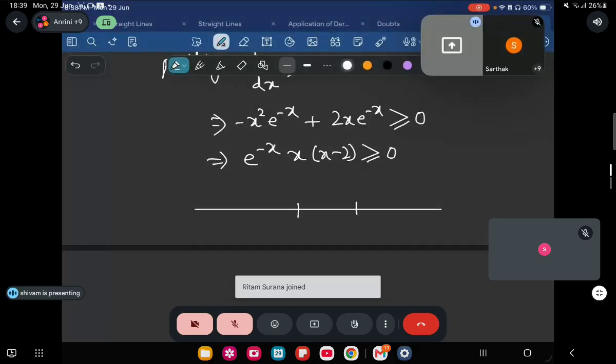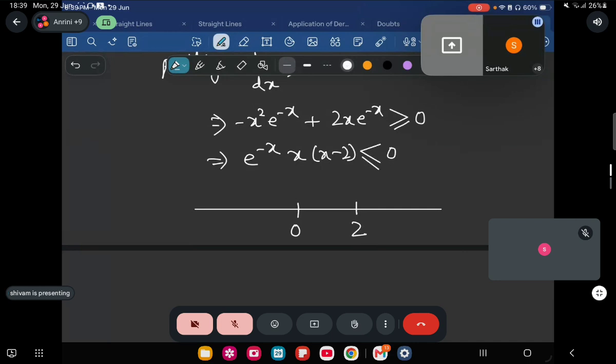Right, tell me, Sarthok, are you getting it? Yes, I did this only. Actually, see, it should be 2x minus x square. So the inequality sign will reverse. Okay, sir. That's what I was looking at.